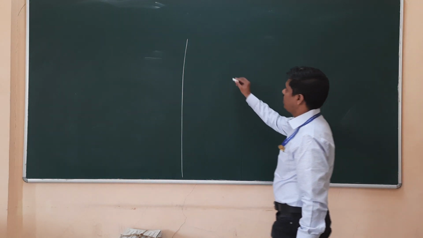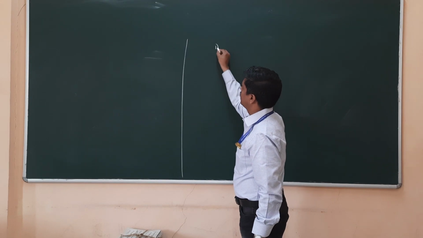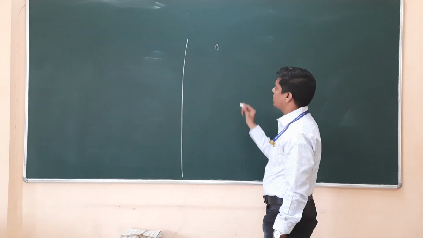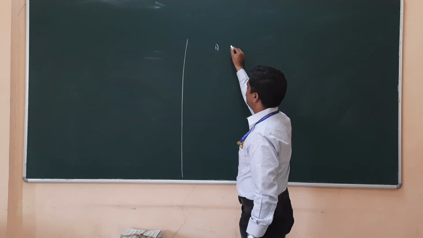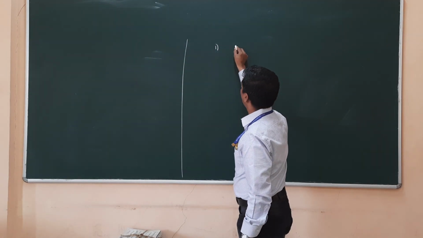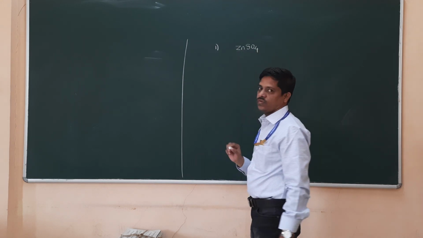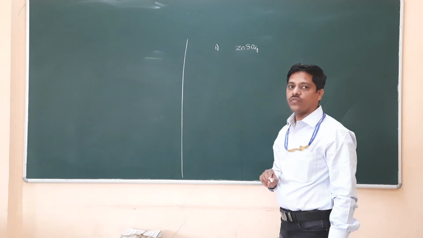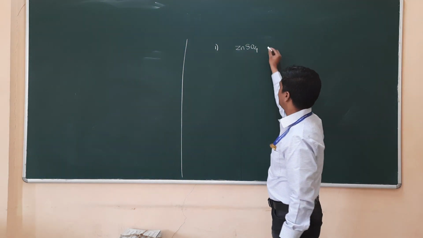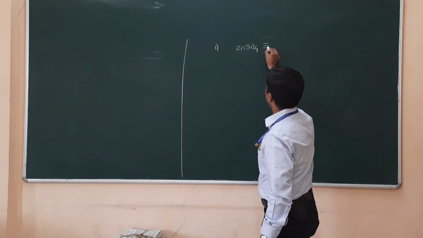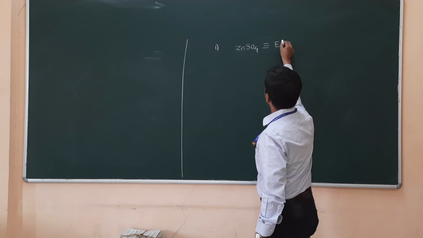Now we will see the calculation part. There are two calculation parts. Okay. First, in the calculation, you can see the one part is zinc sulfate. There is a standardization of EDTA is required. Why? What is meant by the standardization of EDTA that we see here?